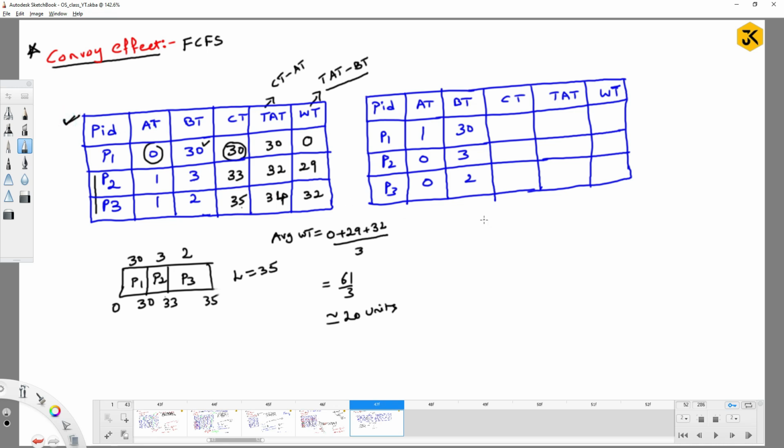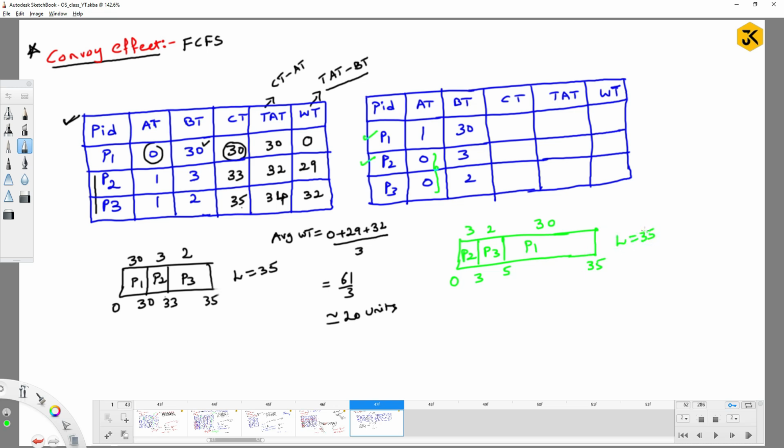Let us take the second one. If I try to draw the Gantt chart, at the 0th time, what processes are available for us? P2 and P3 are available. Out of these, which one will get the first chance? The lower process size. So P2 will get the chance for 3 units, completed by 3. Then P3 will get the chance and is allocated 2 units of time, so it's completed by 5. By that time P1 will be available, so P1 will be allocated 30 units of time, so it will be completed by 35. So here the schedule length will be 35.